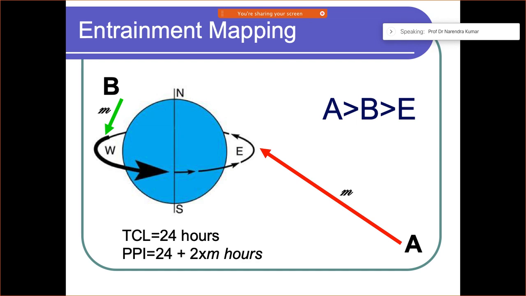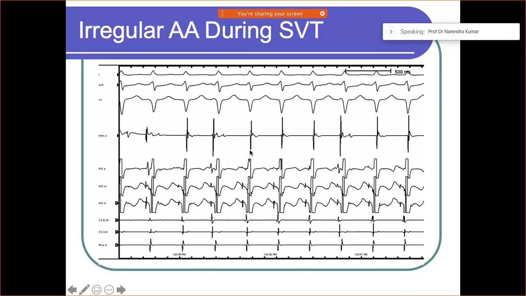So what is the concept for entrainment mapping? In entrainment mapping, if you are closer to a source or circuit, you will be able to affect it well, right? However, the farther you are from it, you may not be able to. For example, in this figure you are taking 3 points, A, B, and E. If you are over here, of course, if you are doing pacing maneuvers, you will be able to entrain it. Similarly, the farther and farther you go, the more difficult it will be.